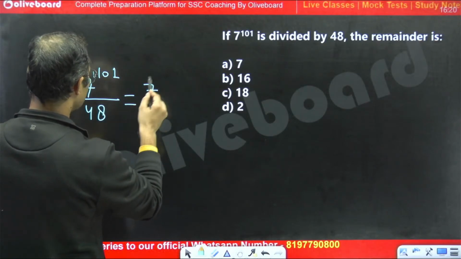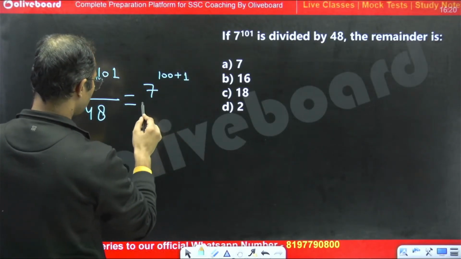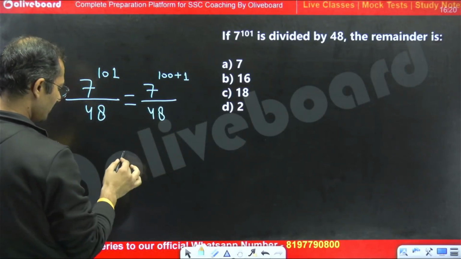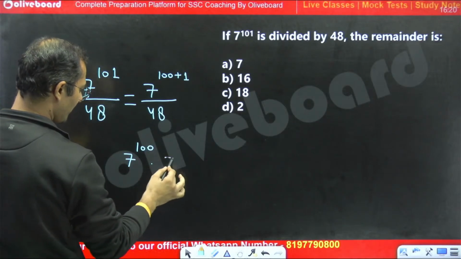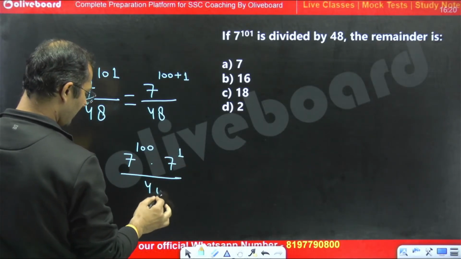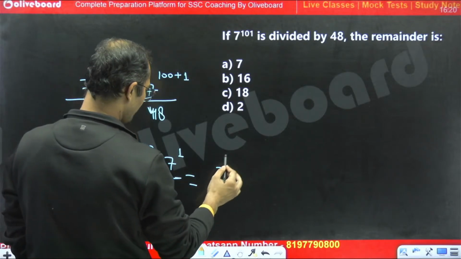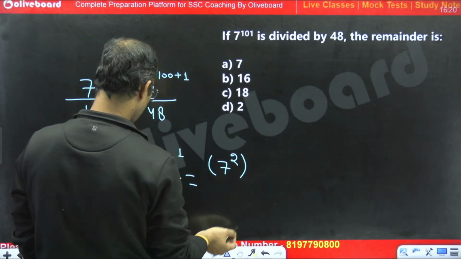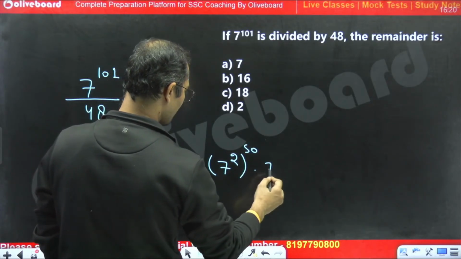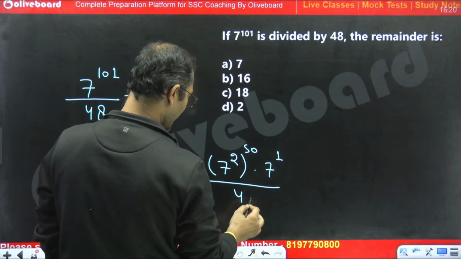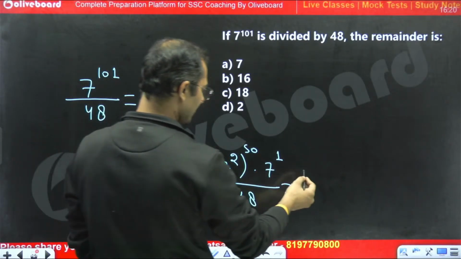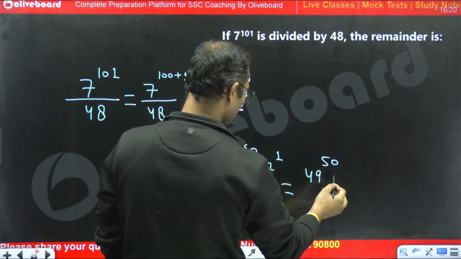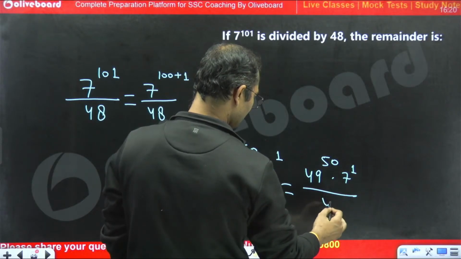We can write 7 to the power 100 plus 1, divided by 48. So we can write it as 7 to the power 100 into 7 to the power 1 divided by 48. Now we can write 7 to the power 2 to the power 50 into 7 to the power 1 divided by 48. So we can write it as 49 to the power 50 into 7 to the power 1 divided by 48.